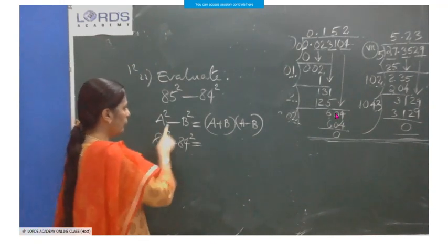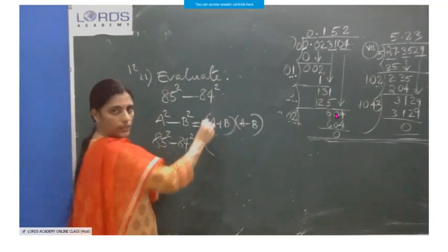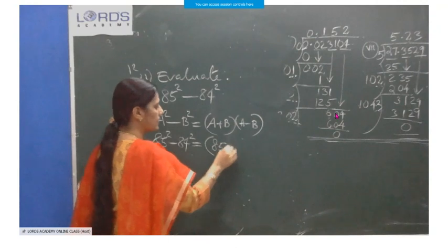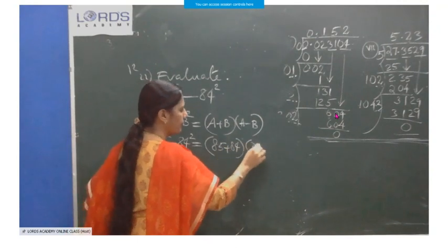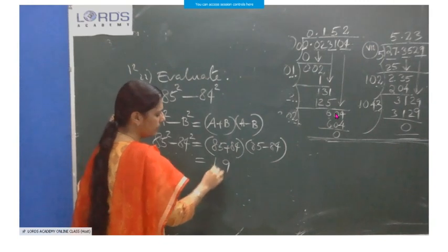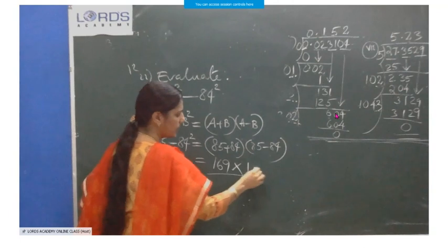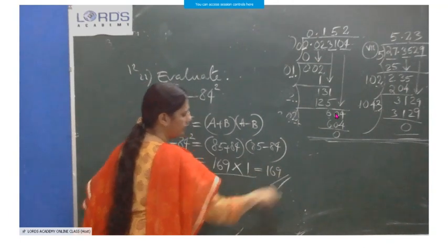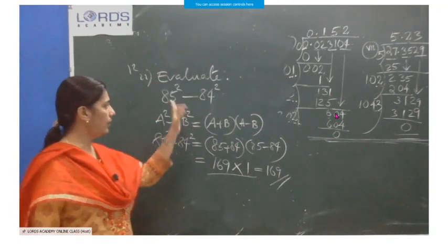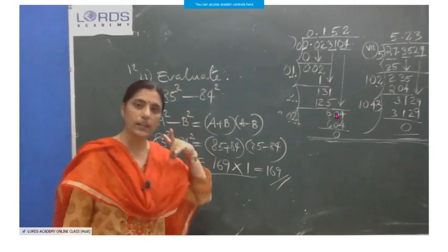Here what is a? 85. What is b? 84. So using the formula: 85 plus 84 into 85 minus 84. What is 85 plus 84? 169. What is 85 minus 84? 1. So what is the answer? 169. Just think, if you do it in our old method, 85 into 85, that answer minus 84 into 84, it may take time.